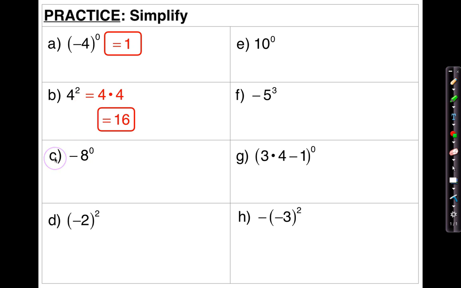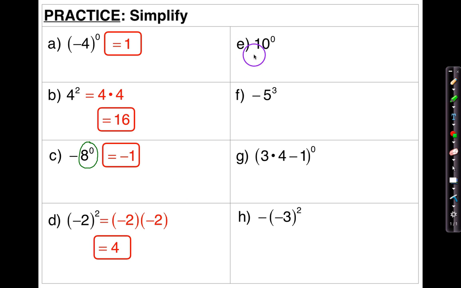Here, C, be very careful. The correct way of reading this is the opposite of 8 to the 0 power. We know 8 to the 0 power is 1, but if we take the opposite of it, it will be negative 1. D, we have negative 2 squared, so we're going to go ahead and repeat a negative 2 2 times. That's going to leave us with a positive 4. E, we have 10 to the 0 power. Anything to the 0 power is 1.